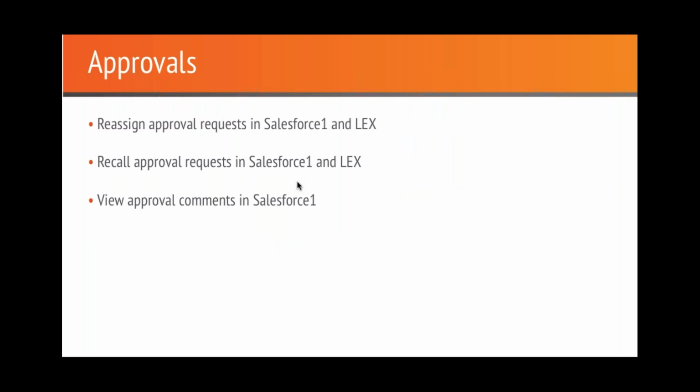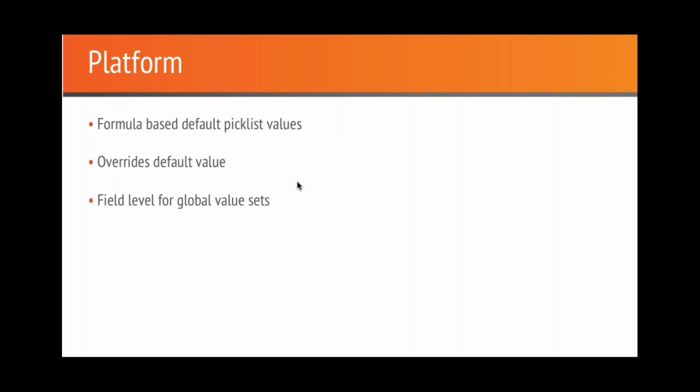A few changes to approvals, mainly around Salesforce1. You can now reassign and recall approval requests in Salesforce1 and in the Lightning experience. And you can also view approval comments directly in Salesforce1. So if someone has approved it but has made a comment, then you'll be able to see what that is rather than having to log into the main UI as we've had to do in the past.